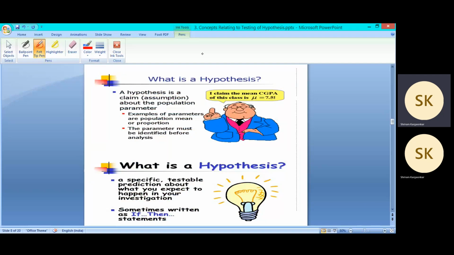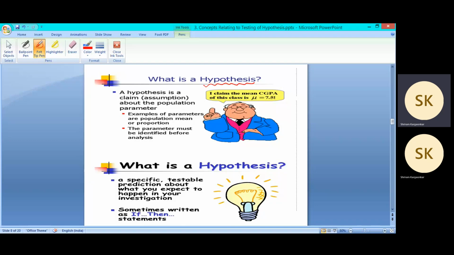So now, the next very important definition: hypothesis. So what is a hypothesis? A hypothesis is a claim or assumption made about the population parameter. In testing of hypothesis, we always try to prove or disprove a statement.